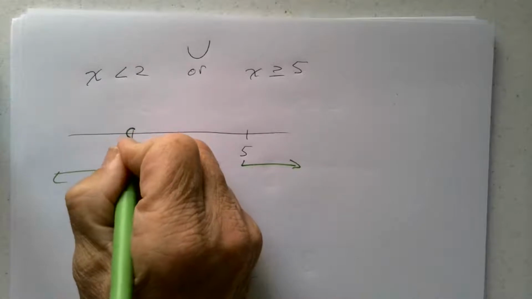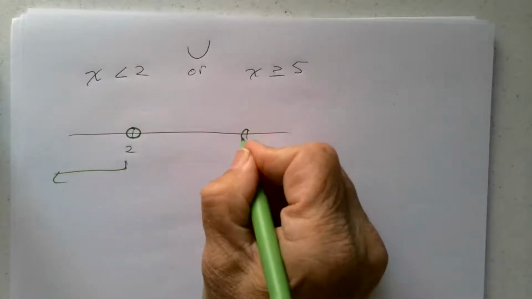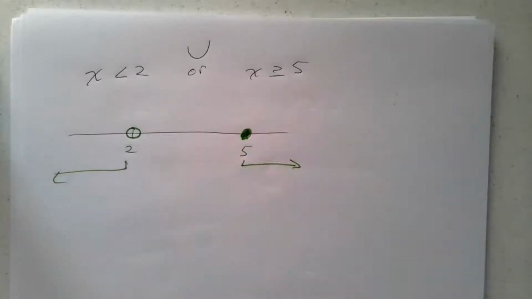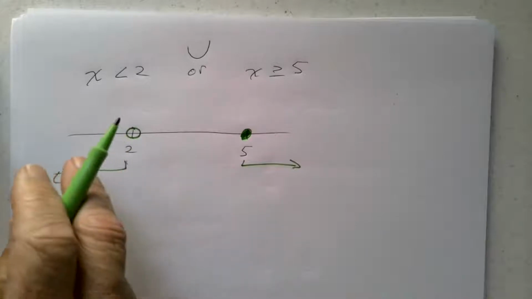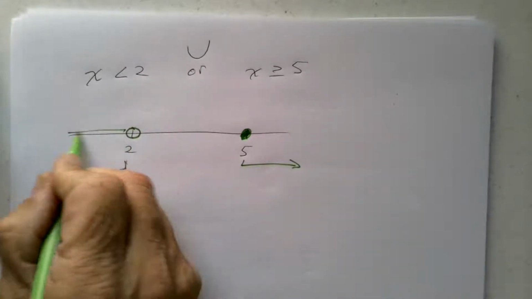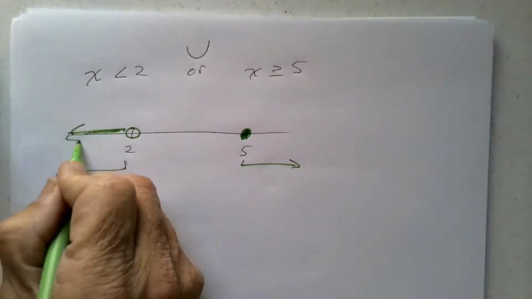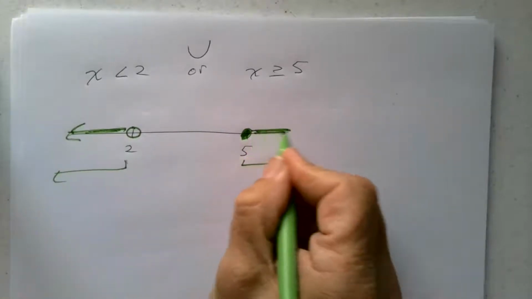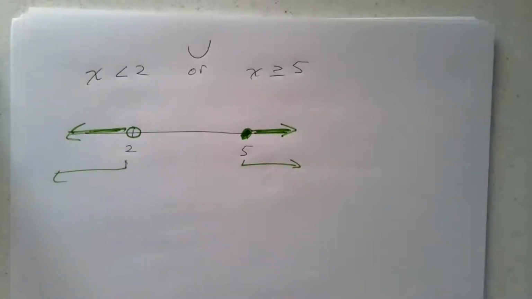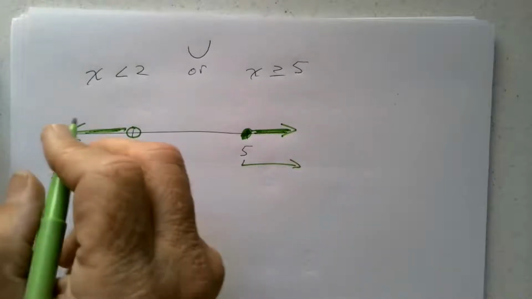Again, I will use my open circle here for less than. I will use my closed circle there for greater than or equal to. Or means either in one set or the other set or both. So we're going to get this, and we're going to get this. In interval notation, what will that be?